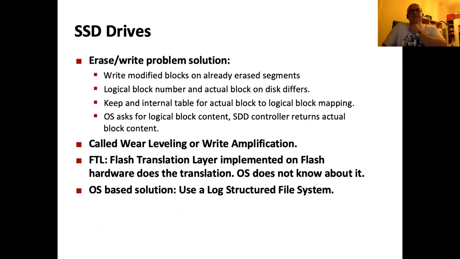So the solution is to only write modified blocks on erased segments, not in their actual order, not in their actual offset. So you have this distinction of logical block versus actual block, and you have an internal table of this mapping, actual block and logical block mapping. So you actually write like a tape, one after another sequentially. But in this table, you keep the mapping so that it will look like it was randomly accessed and randomly written in different areas of the disk.